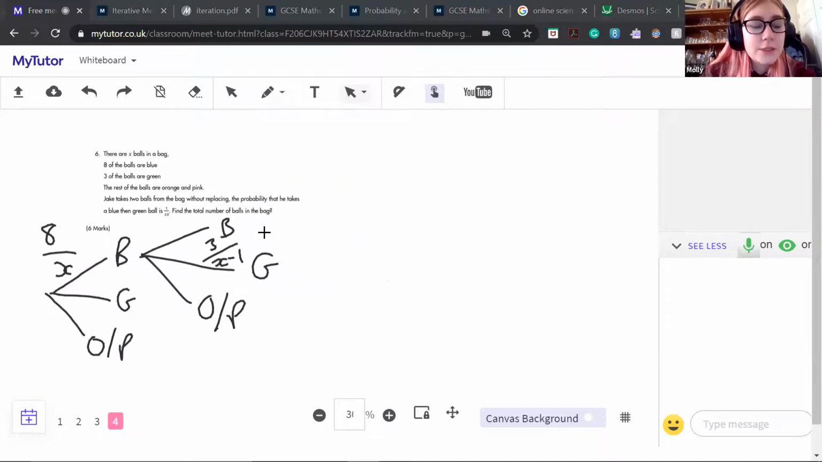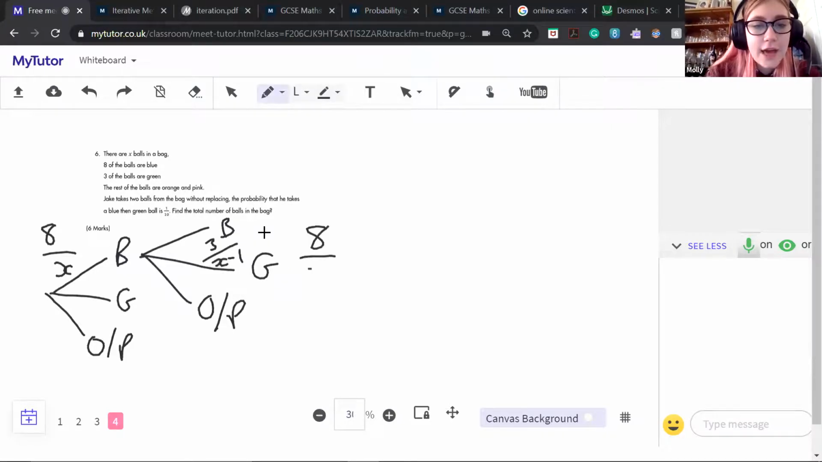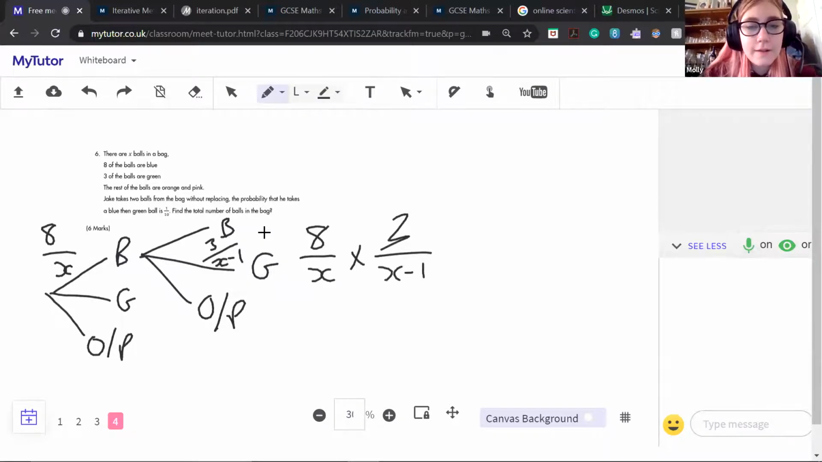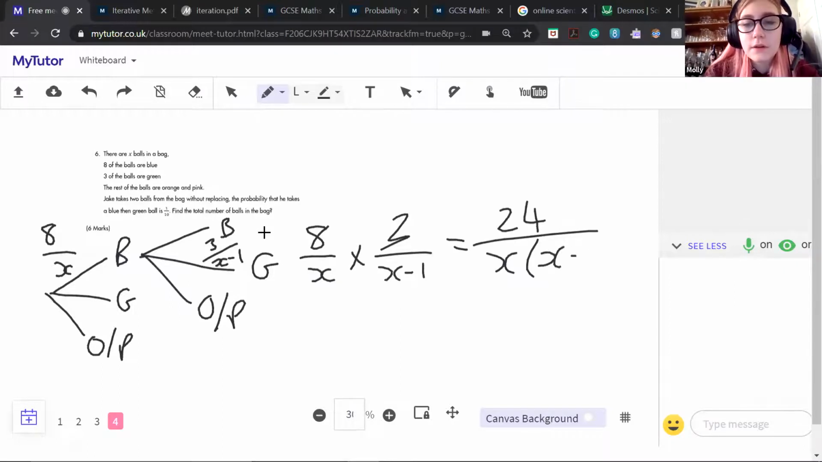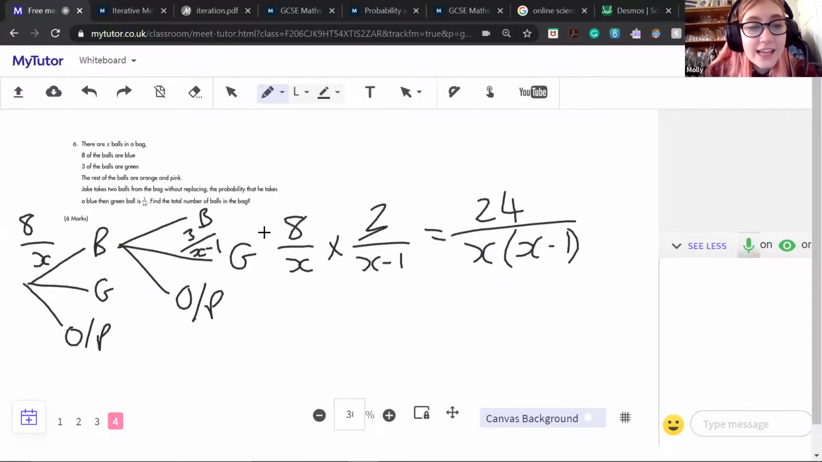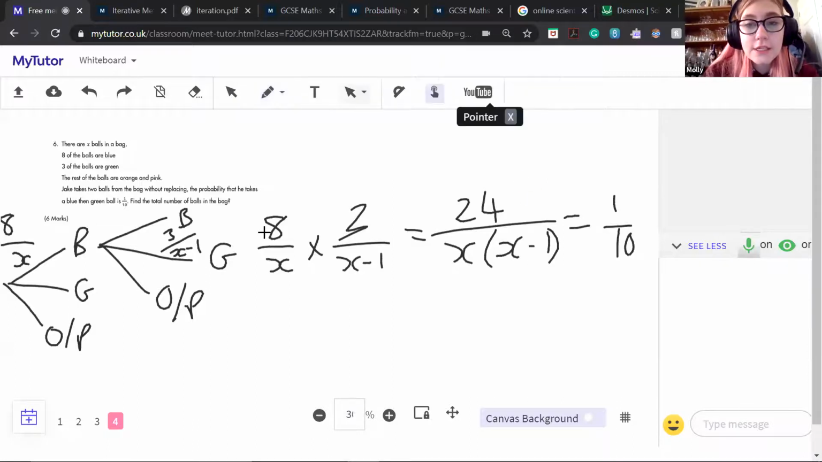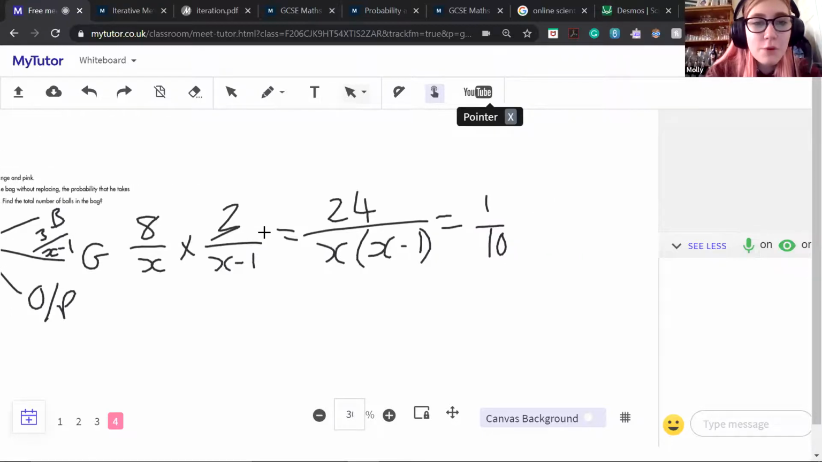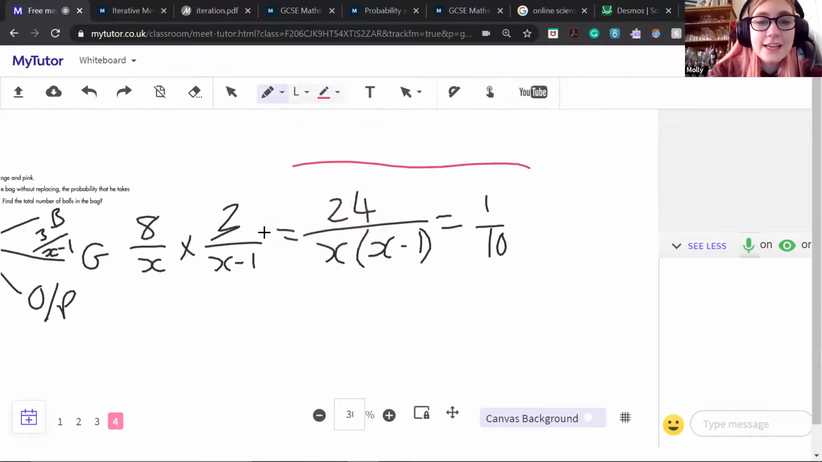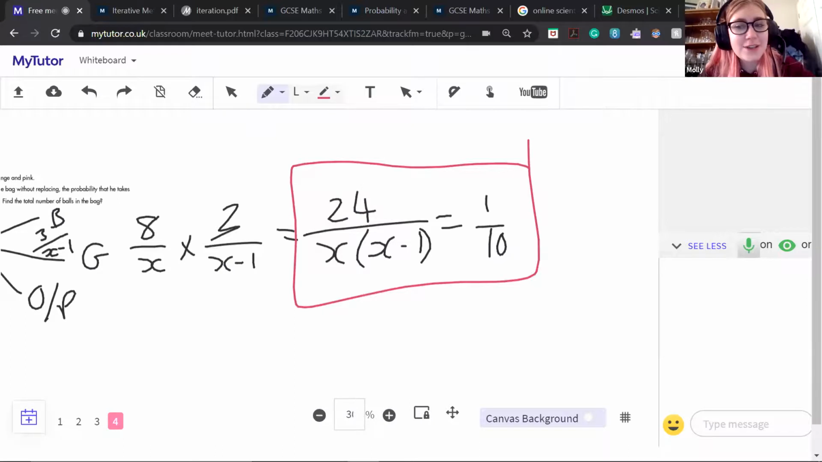And now what we do is we look at what that probability is. It's 8 over x times 3 over x minus 1. And this gives us 24 over x times (x minus 1). And we know that that is equal to a 10th. That's what the question has told us, that this probability here is a 10th. And now look, this probability question has suddenly become an algebraic equation to solve.